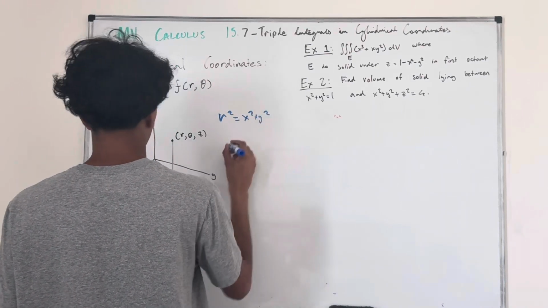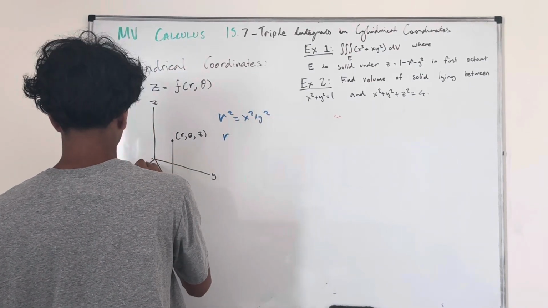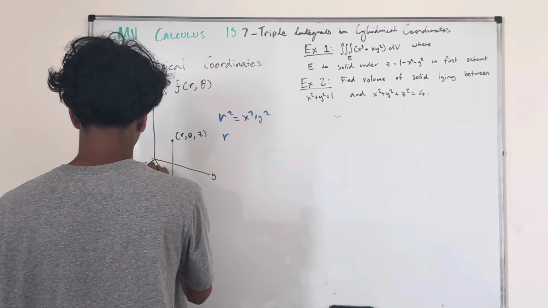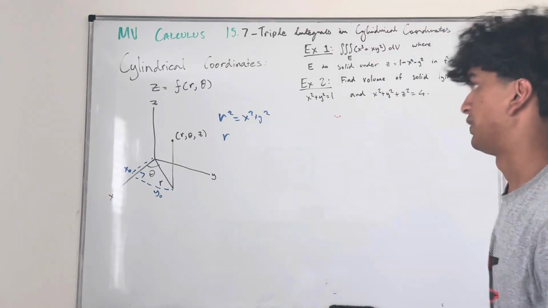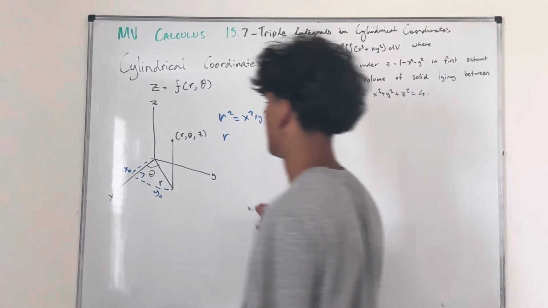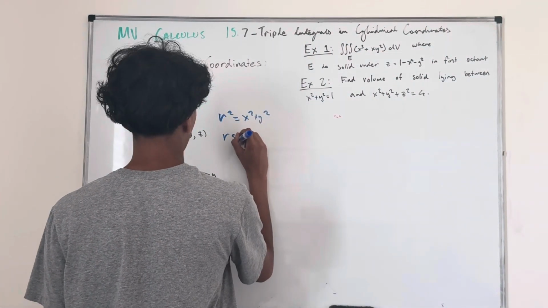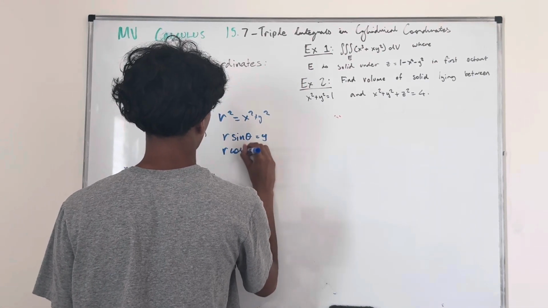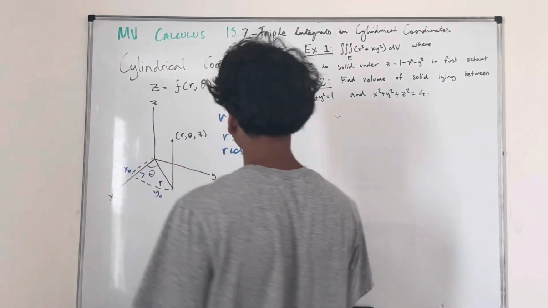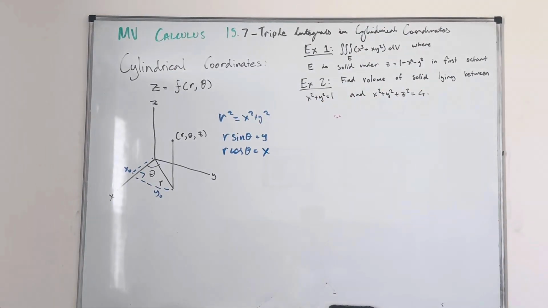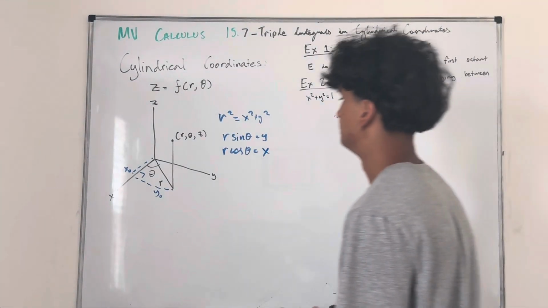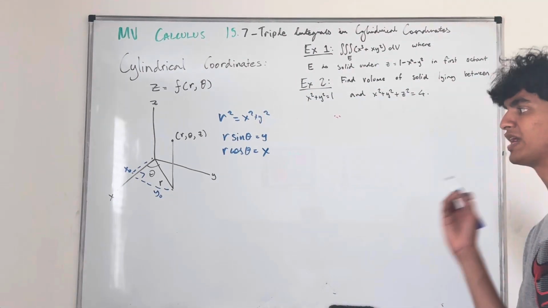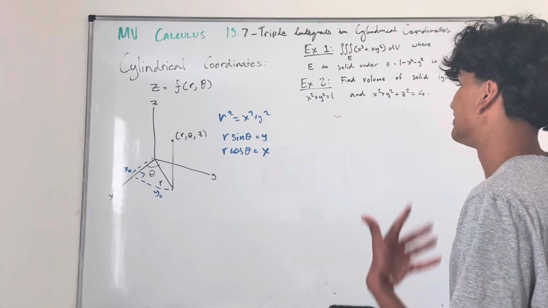Just to show you, if this is x initial and this is y initial, it makes a right triangle. So the Pythagorean theorem applies, and we could say that r sine theta is equal to y, and r cosine theta is equal to x. And we can bridge over from cylindrical to rectangular and vice versa. So hopefully this is not a crazy idea. We worked with this in polars. Now we can use it to take triple integrals.